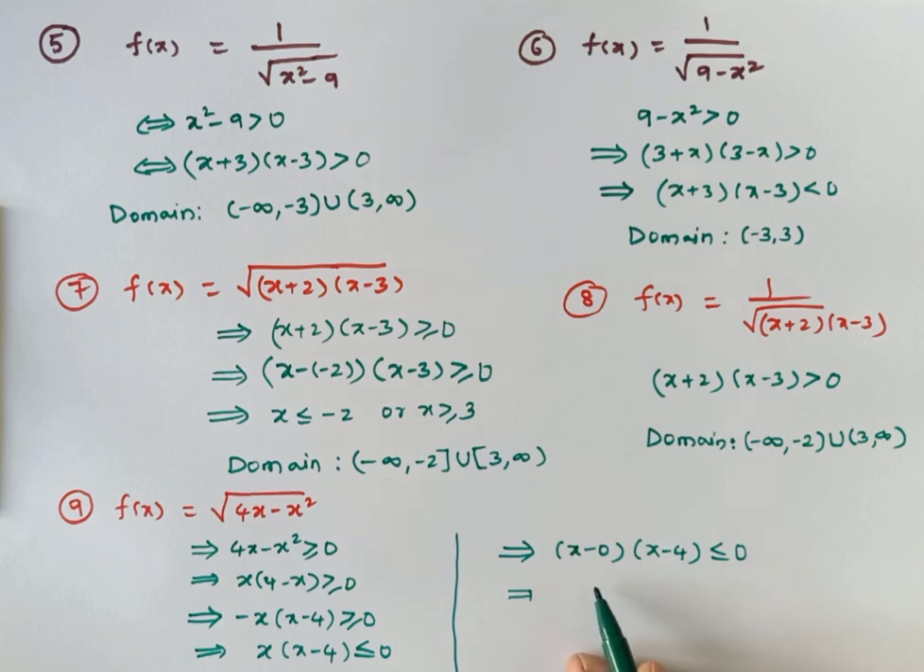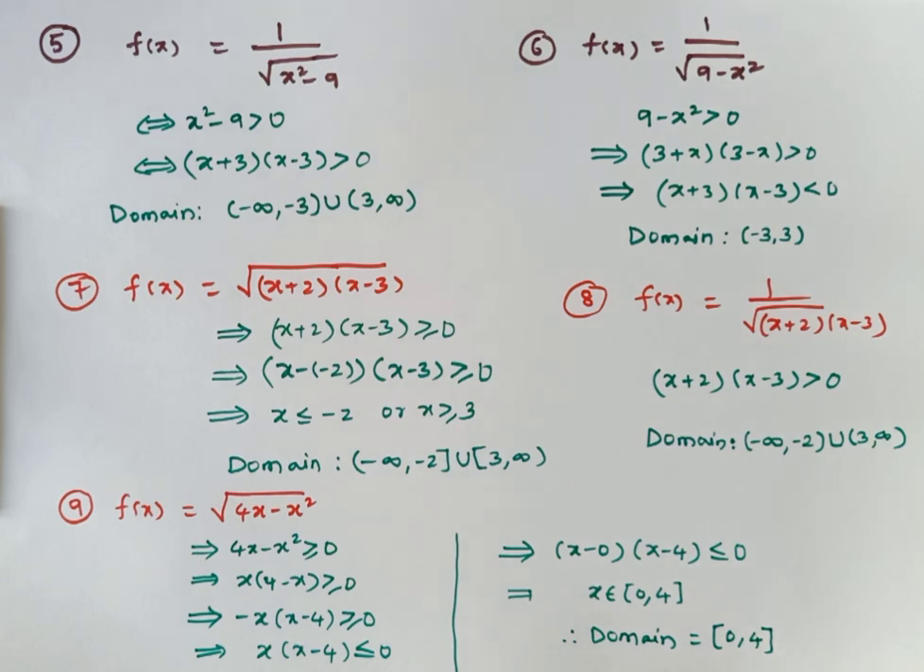Now, regarding note number 2, x minus alpha and x minus beta less than or equal to 0, therefore x belongs to the closed interval alpha comma beta. So alpha is 0 and beta is 4. Therefore the domain of this given function is the closed interval 0 comma 4.